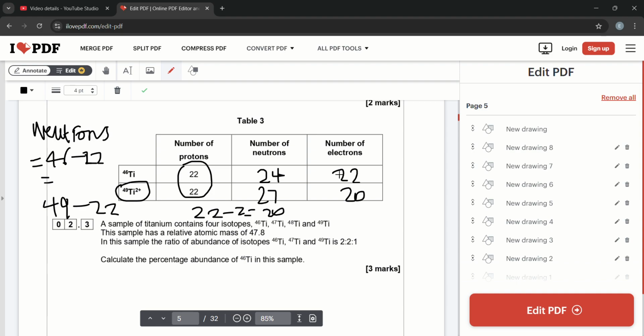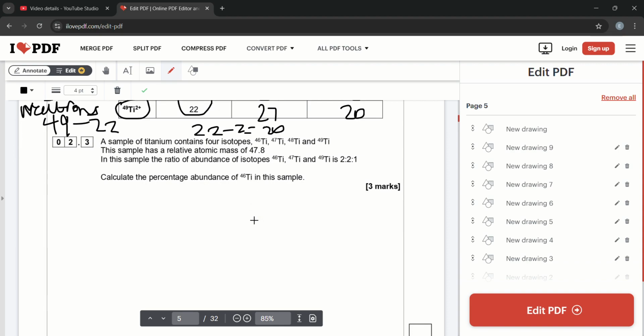24, 27, 22, 20. So find neutrons, 46 minus 22. Find the neutrons, 49 minus 22. Find electrons, same as protons. However, for this one, because you've got 2 plus charge, you're going to minus 2 electrons from your number of electrons. So you get 20 electrons instead of 22.